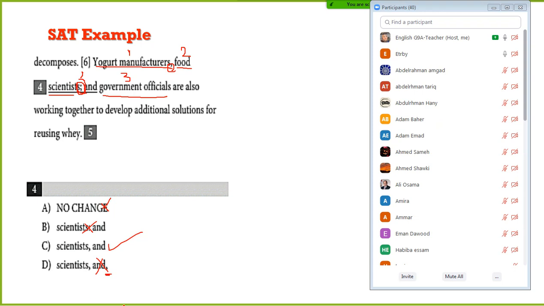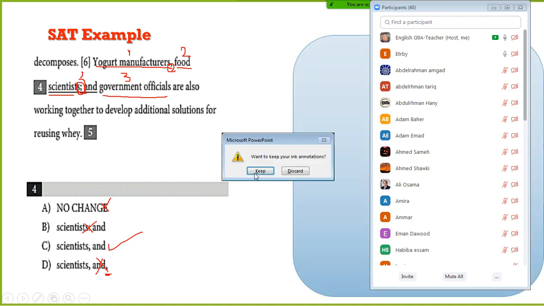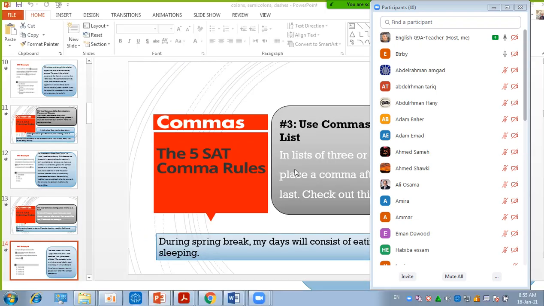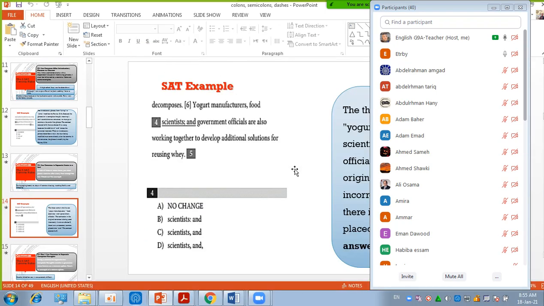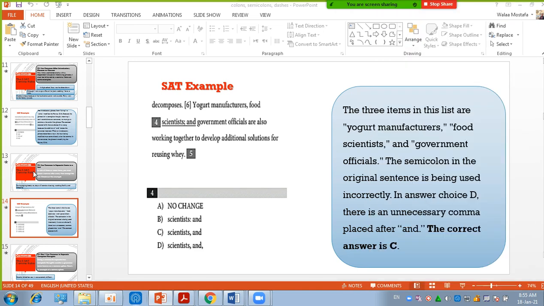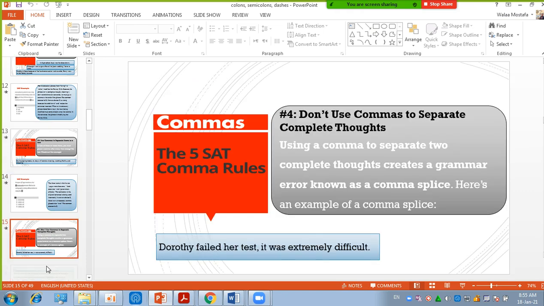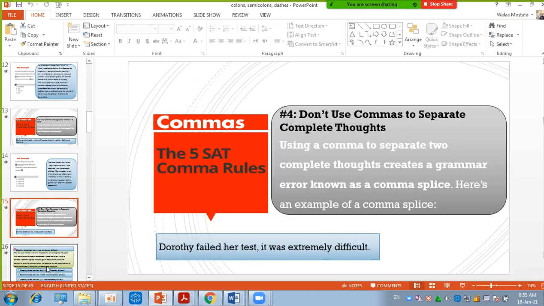Got it, guys? We use "and" not only for connecting two simple sentences, like the FANBOYS. I can also use it in a list if I want to list things together. The fourth rule: we don't use a comma to separate complete thoughts, and we said this before in the first quarter.